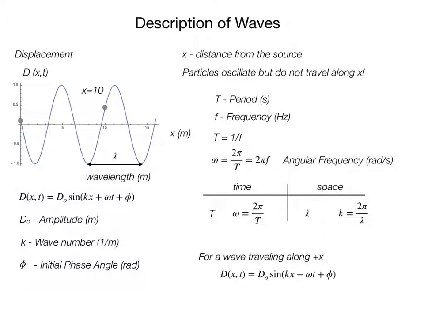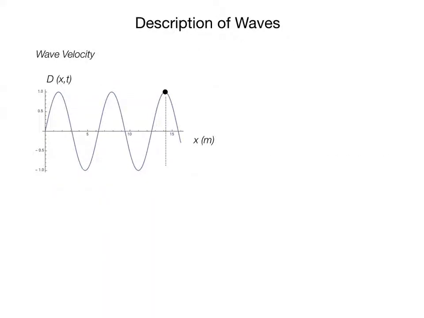For a wave traveling along the positive direction of x, the only difference in this case is that we need to write the function with a minus in front of omega. So in other words, as we were moving along the waves and we saw that picture in the beginning, we had to subtract from the argument in order for us to see a wavy motion that appears to be going to the right. So let's look at what that velocity of the wave is.